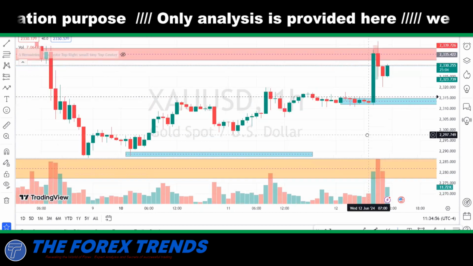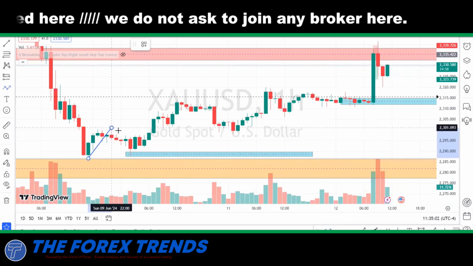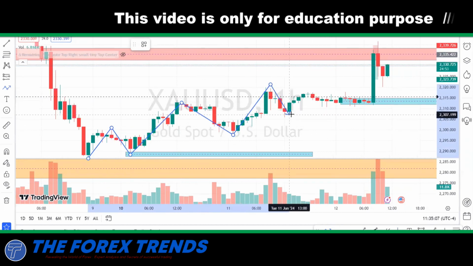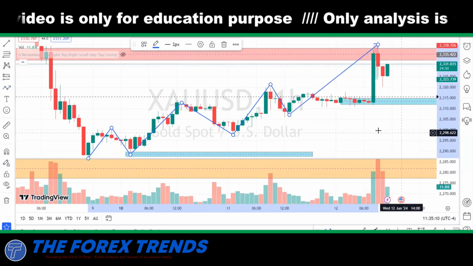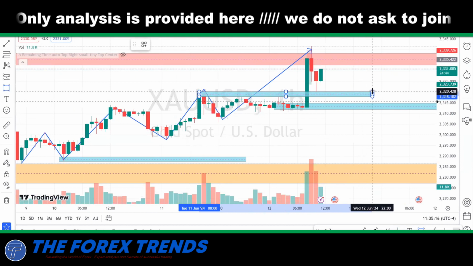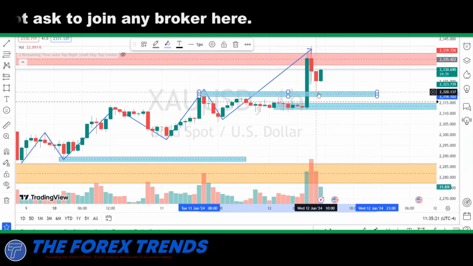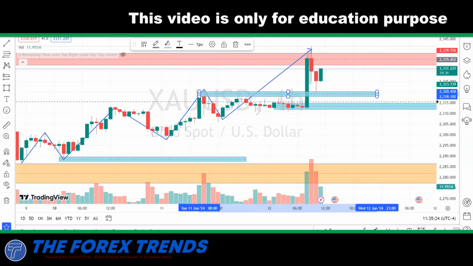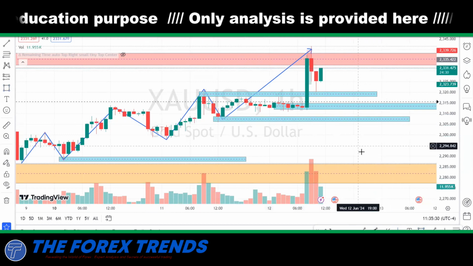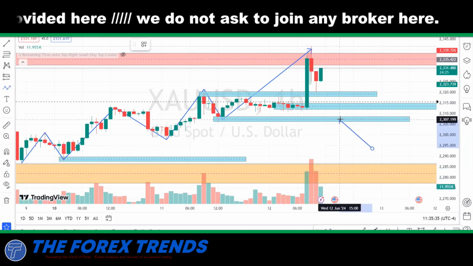If you can see the structure in the 1 hour frame, it is bullish and it created 5 waves here. As per this structure we have two levels to join this bullish trend. The first level is this. The market already tested this level and gave some profit also, and our second level is this to join the trade. But I am not interested in joining this position.